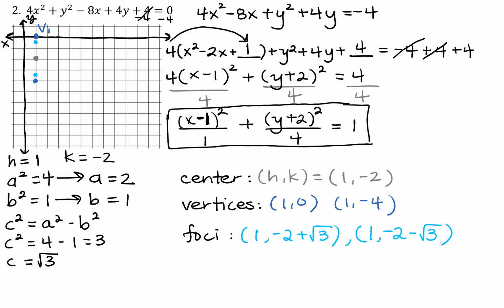And then to figure out the 2 points to the right and the left of the center, I'm going to look at my b value. My b value is 1, which tells me I need to move 1 unit to the left of the center and 1 unit to the right of the center. And then I will connect these 4 points to see that my ellipse looks like that.